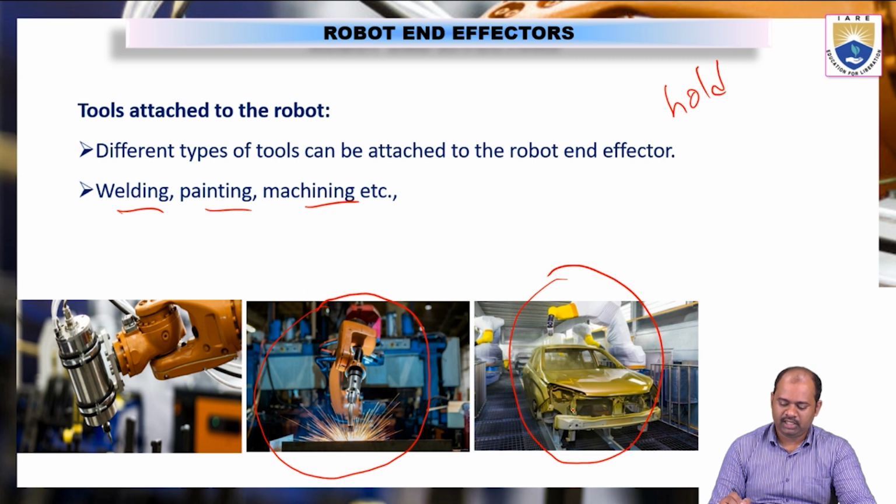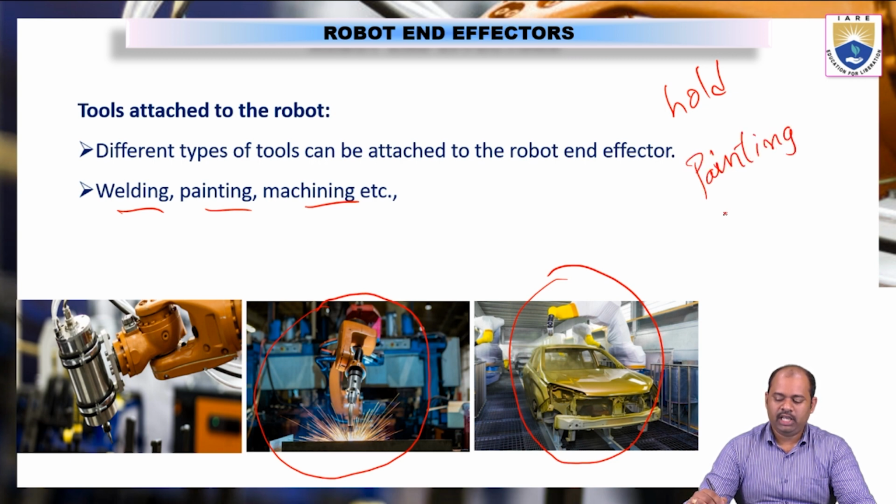The robot is painting the car body, and the inside of the car body can also be painted with the help of a robot. So what happens is, when we use a robot for painting, it not only works with accuracy, it will take less time when compared to a human being.